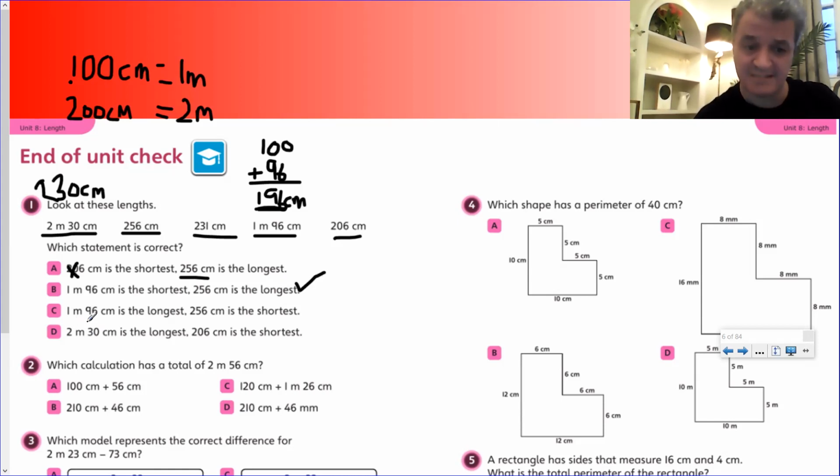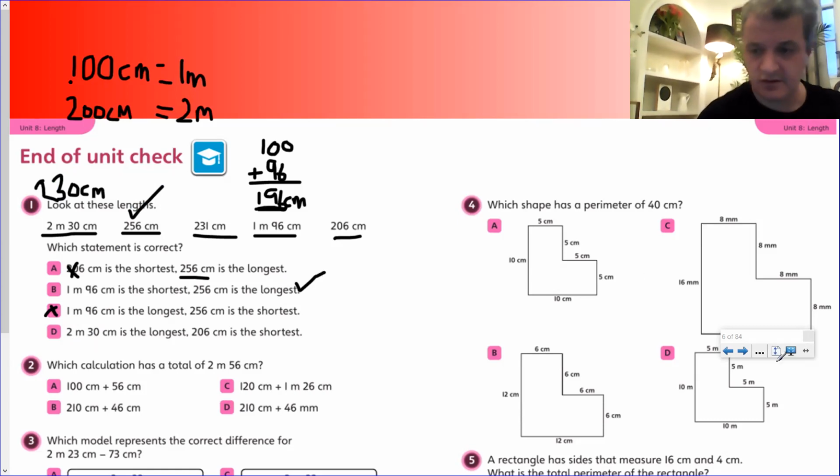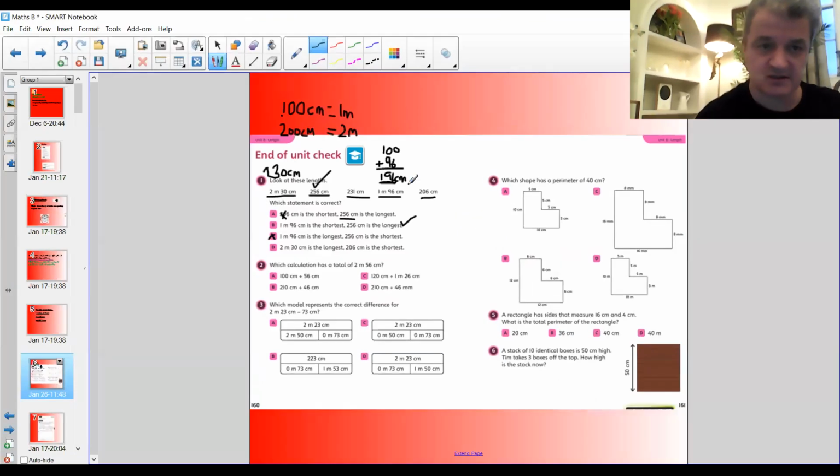Well, 1 meter 96 we know is the shortest, so it can't be the longest, so that is incorrect. 2 meters 30 is not the longest measurement, it is the 256, because 2 meters 30 is only 230 centimeters. Okay, so therefore, which statement is correct? B is correct. Okay, so let's have a look at the next question.